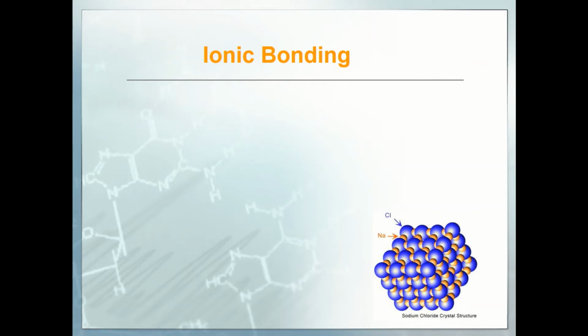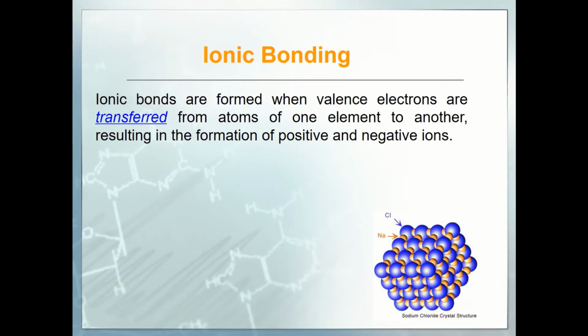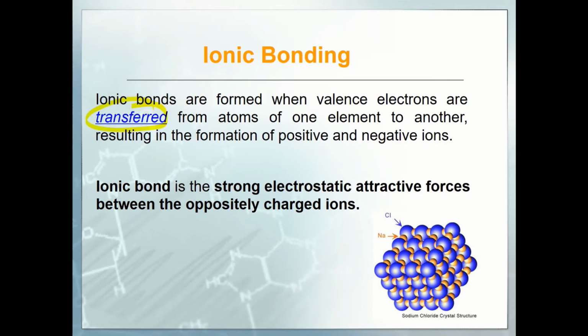Okay, let's go on to section 3 on ionic bonding. Now you know that ionic bonds are formed when valence electrons are transferred. So we are talking about transfer of electrons. When electrons are transferred, you form cations and anions. The attraction between the cation and anion is known as the ionic bond.